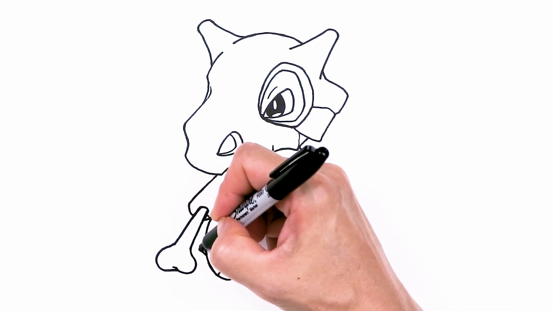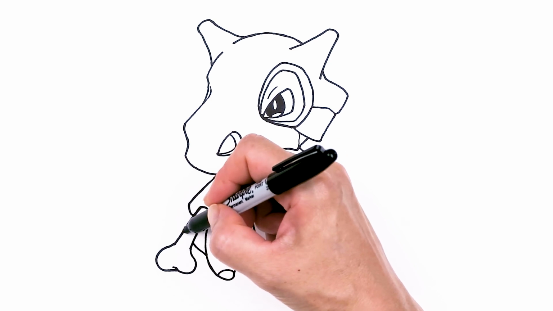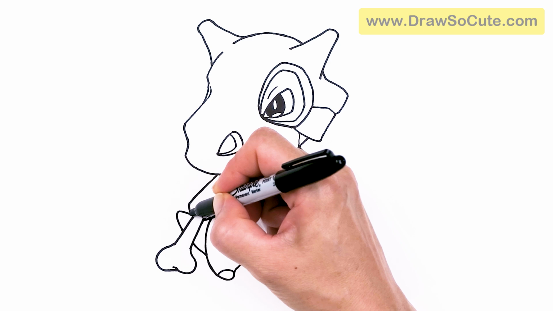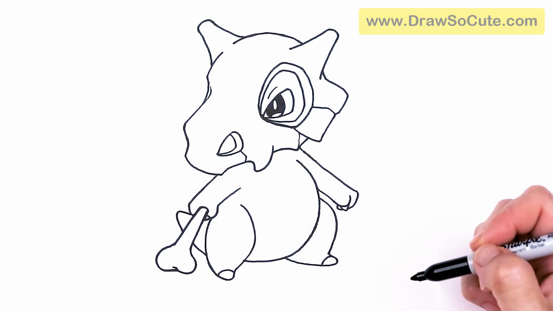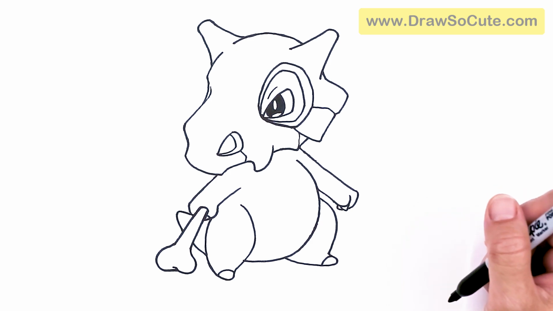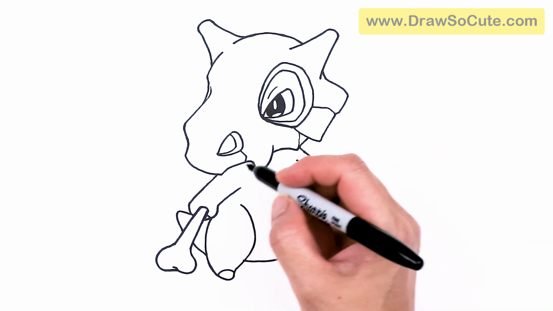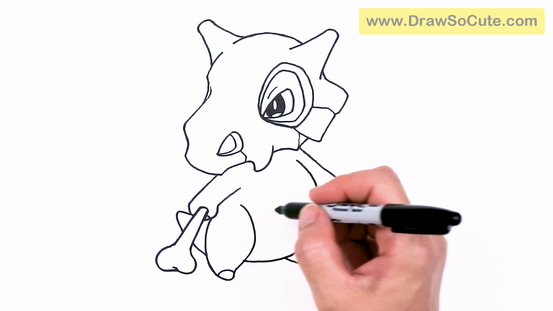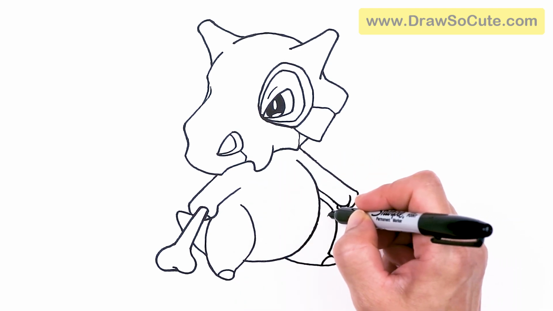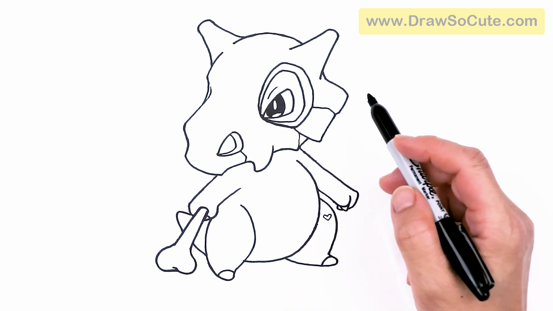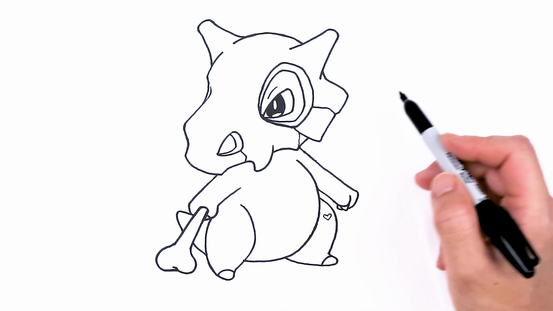So like about right here, we're just going to connect, imagine it going through, and about right here, just tuck it in. And that is pretty much it for my drawing here of Cubone. Where can I tuck a heart on Cubone here? Okay, you know what? I'm just going to add it right here. To make this my Draw So Cute Cubone from Pokemon.